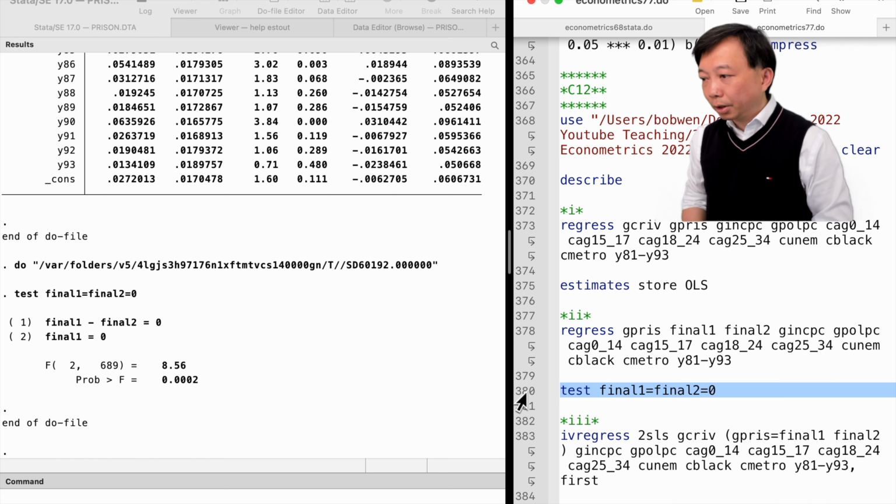The F statistic for their joint significance is 8.56. They are jointly significant at the 1% level, but slightly lower than 10, the recommended rule of thumb for weak instruments.